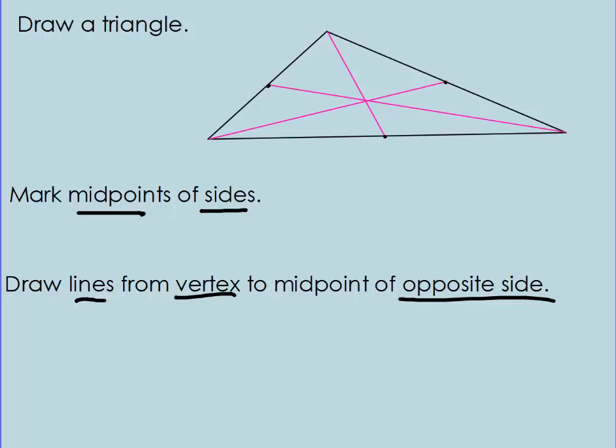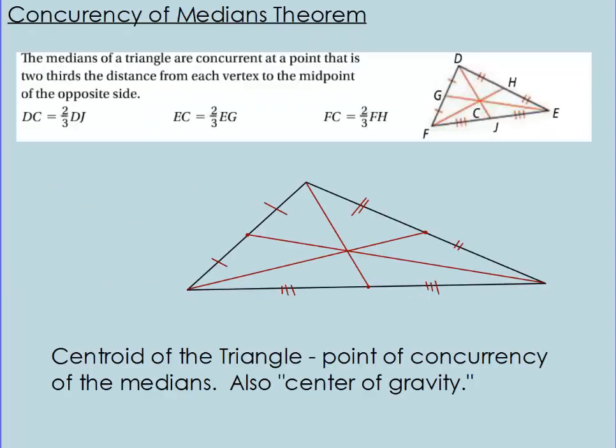The reason we do this is we have this theorem this week, and it's kind of neat: the Concurrency of Medians Theorem. So what does this mean? It means the medians of a triangle are concurrent at a point that's two-thirds the distance from each vertex.